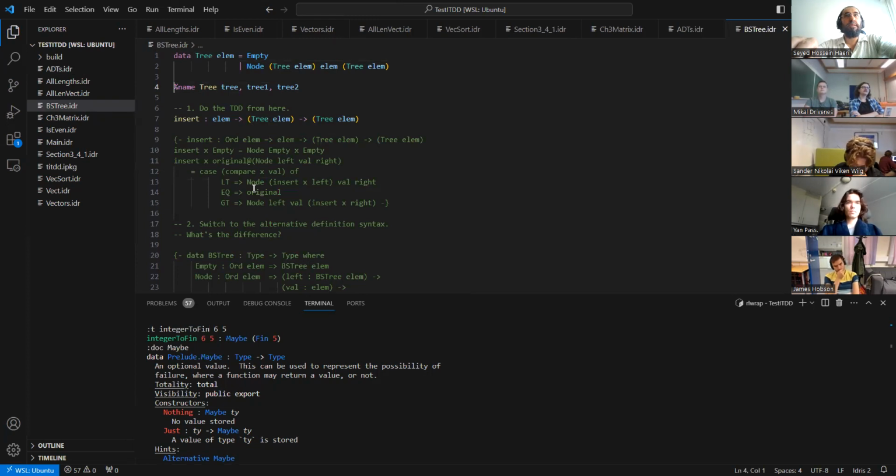Now, without any further ado, we would like to have a function which helps us insert new elements into our binary search tree, and as you can see, this is a binary tree because there are only two subtrees, one to the left and one to the right, that we can have.